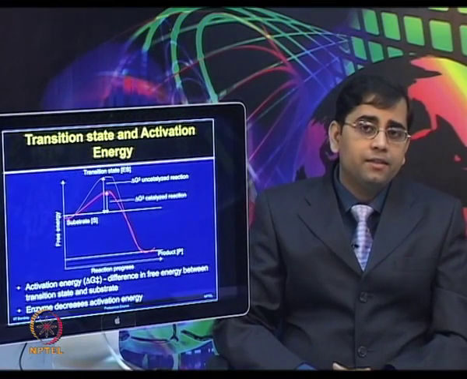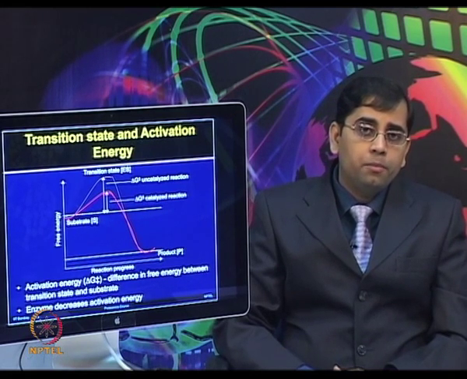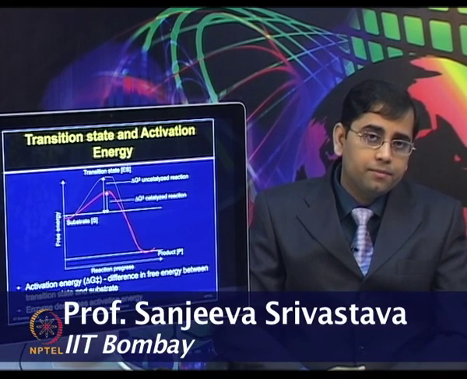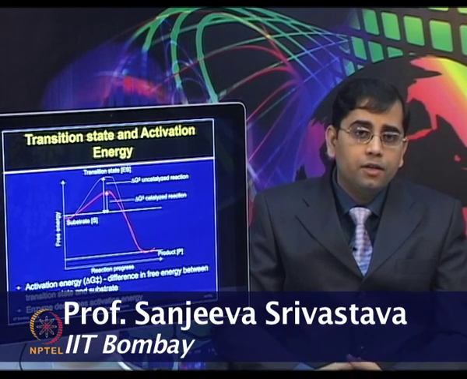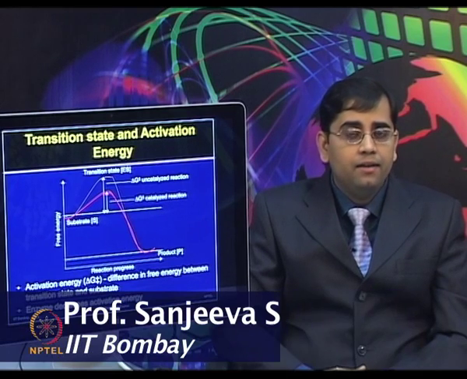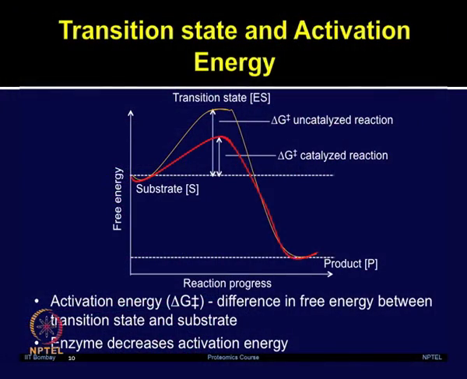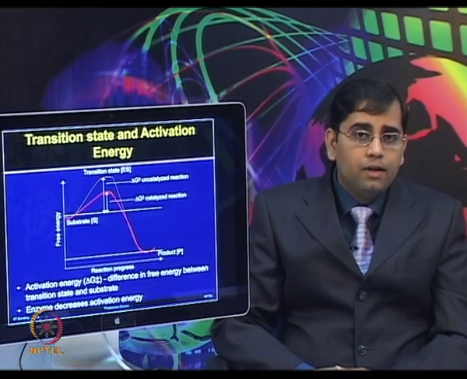So, what is the transition state and activation energy? When you take a reaction from substrate to product, it goes through an intermediate transition state. The activation energy is the difference in free energy between the transition state and the substrate. The activation energy is a barrier to reactions. Now, if you look at this graph, the enzyme decreases the activation energy and alters the rate of attainment of reaction equilibrium by facilitating the formation of S star.